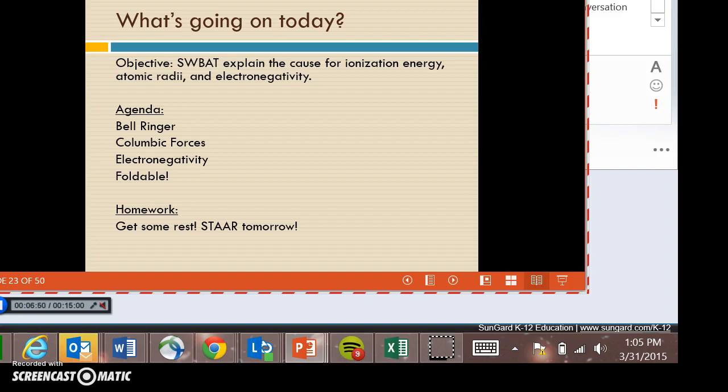so that you'll remember. Our schedule for the next couple weeks is kind of weird. We don't have class tomorrow. We do have class on Thursday, but it's a short day. And then we have a 3-day weekend, so we have a little extra time to kind of forget this stuff. So hopefully our foldable will help us remember that. There's no homework tonight. Make sure you get some rest for STAR tomorrow.